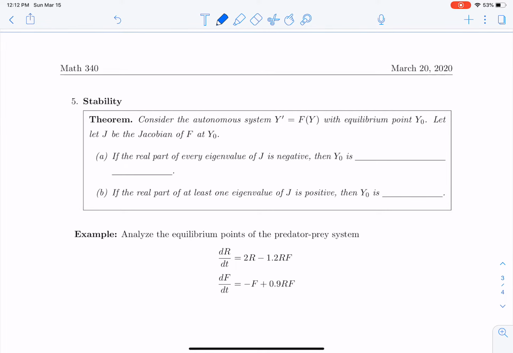As for stability, we can look at a system, we'll call it y' = f(y), and an equilibrium point y0. And we can let J be the Jacobian of the right-hand side f at y0. If the real part of every eigenvalue of J is negative, then y0 is asymptotically stable. And if the real part of at least one eigenvalue of J is positive, then we say that y0 is unstable.